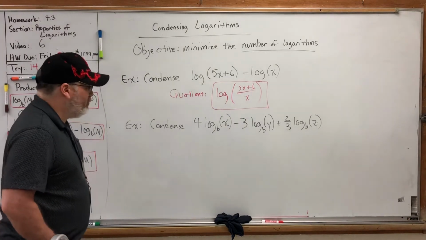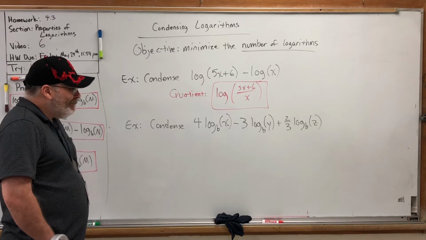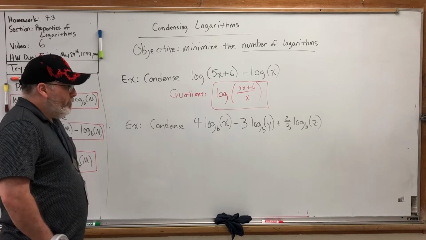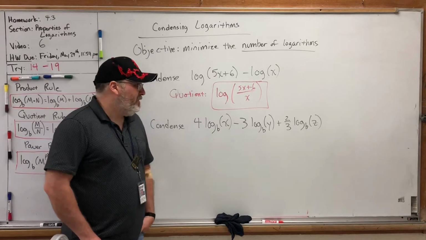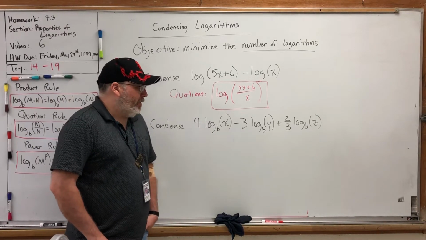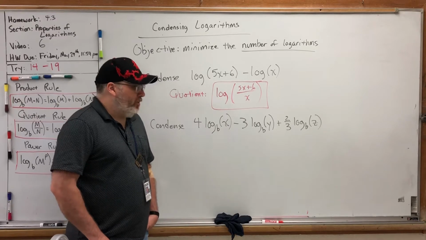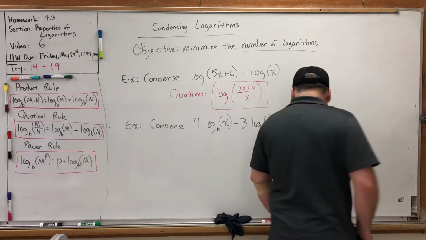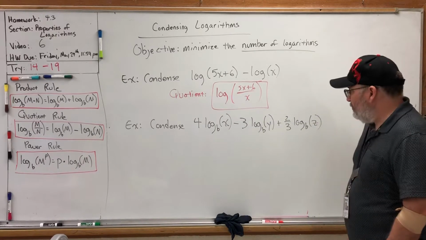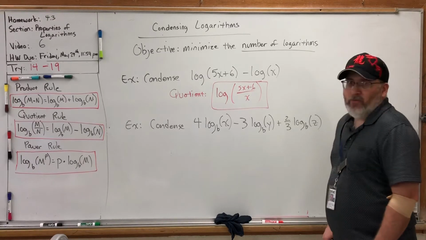Let's take a look at the last one, which is a little chunkier than the first one. Which rule do you think we'll use to condense 4 log base b of x minus 3 log base b of y plus 2/3 log base b of z? Should we use the product rule? Should we use the quotient rule? Should we use the power rule?